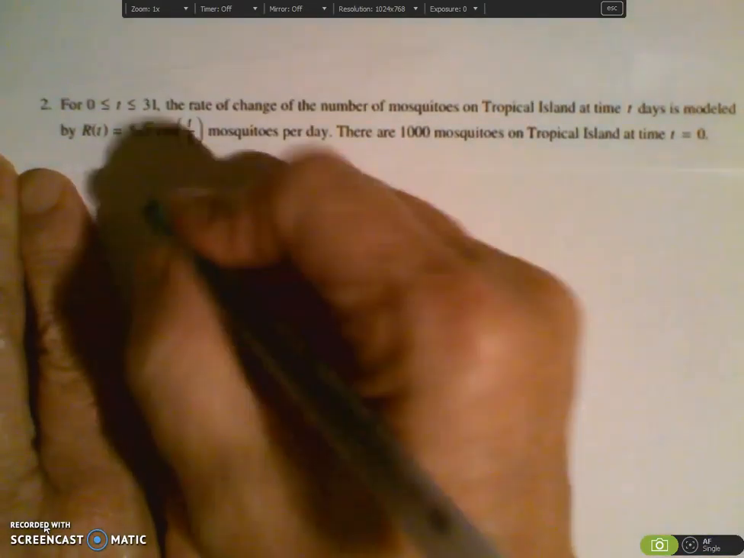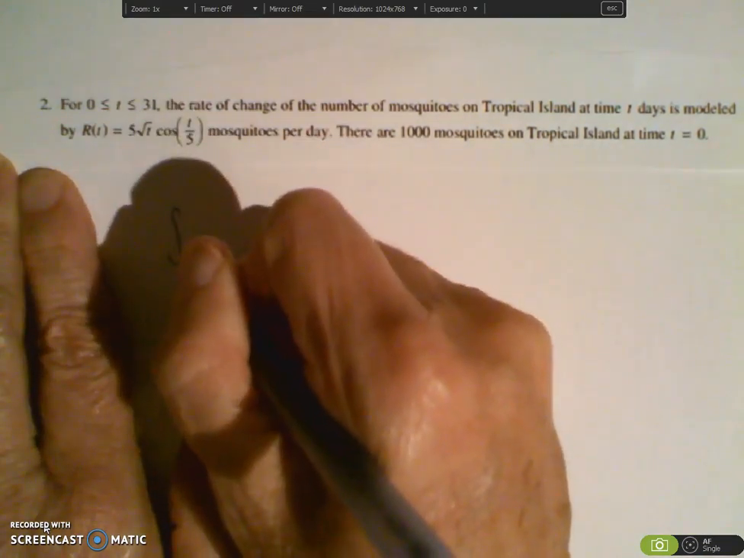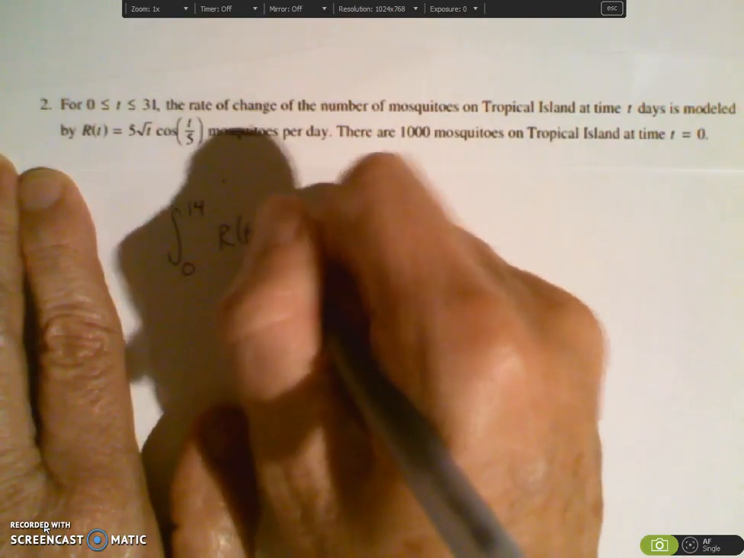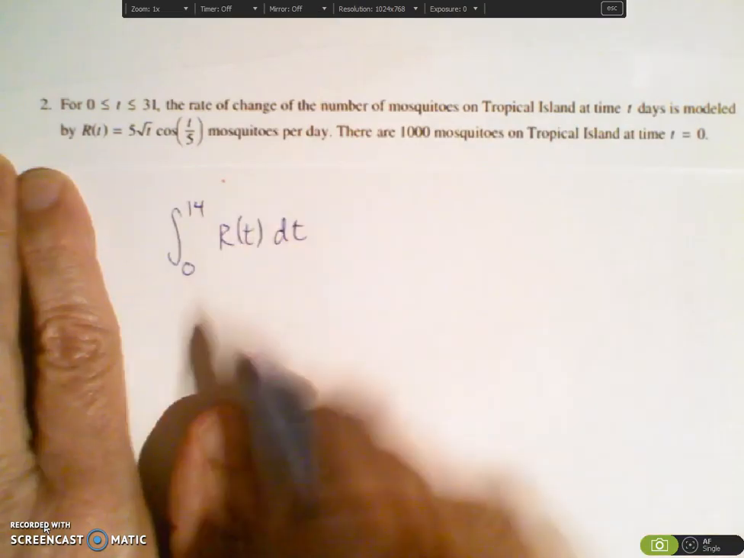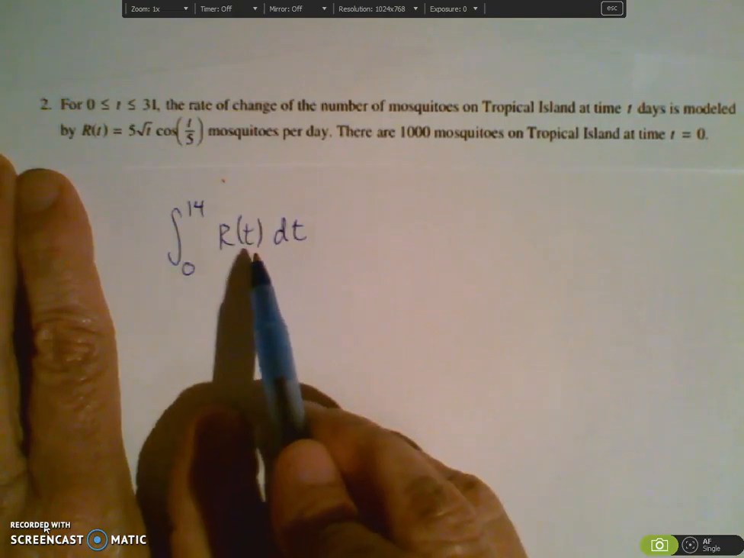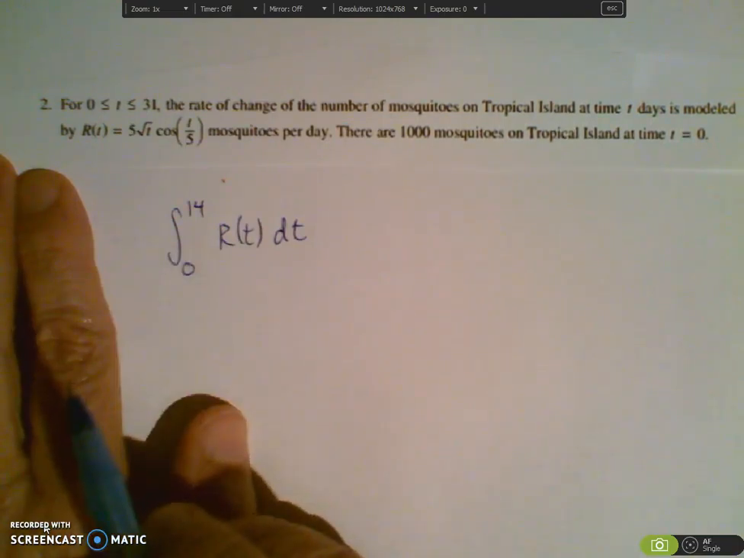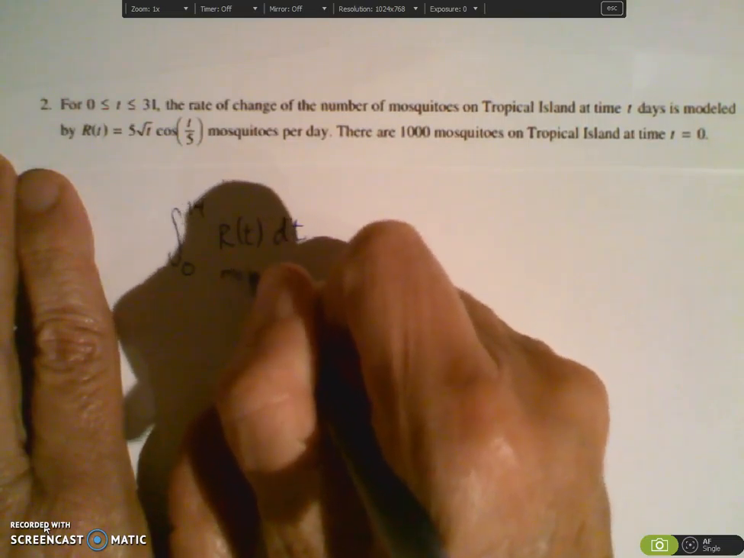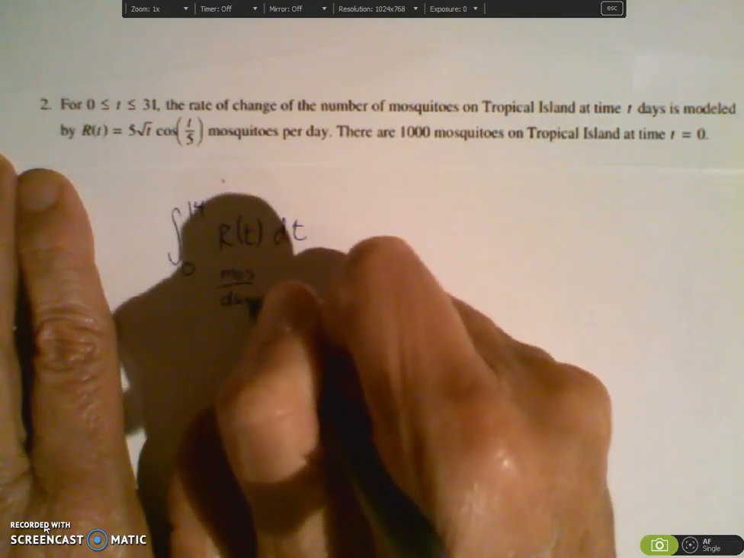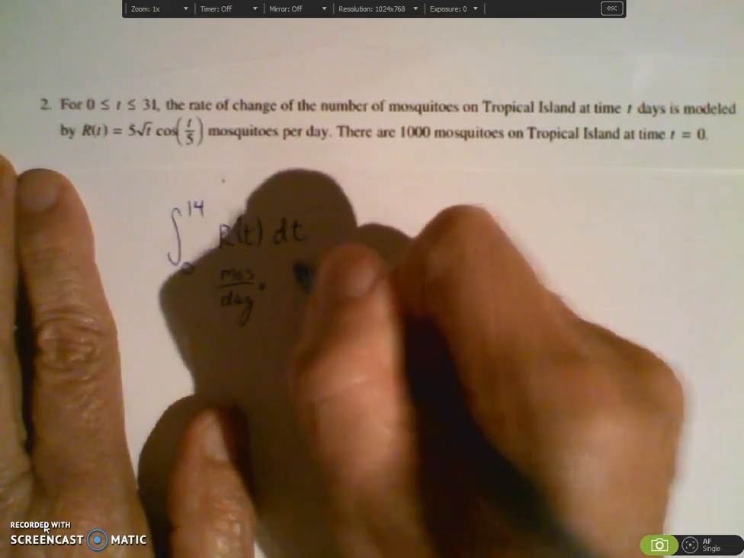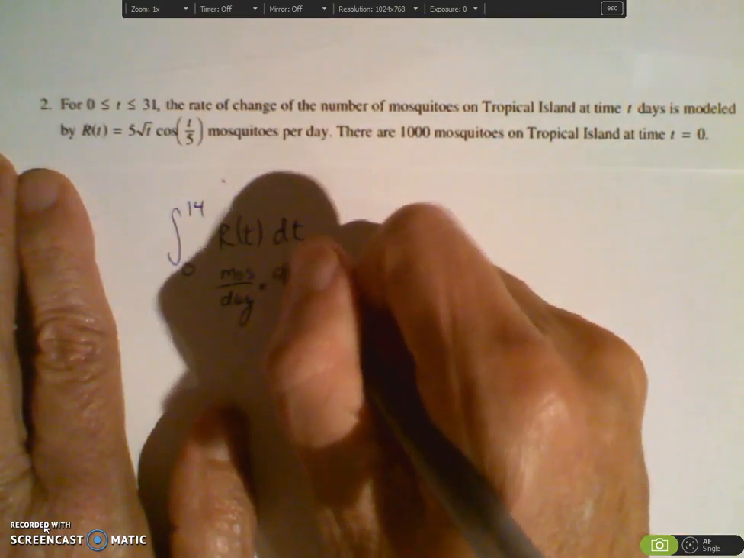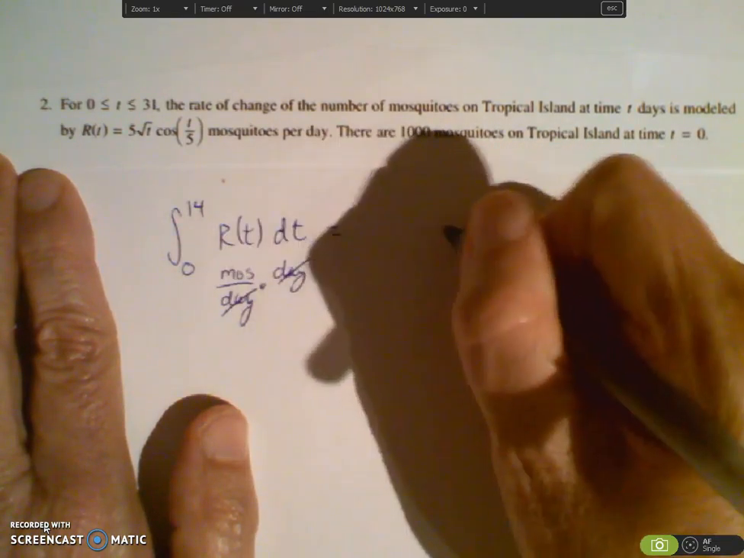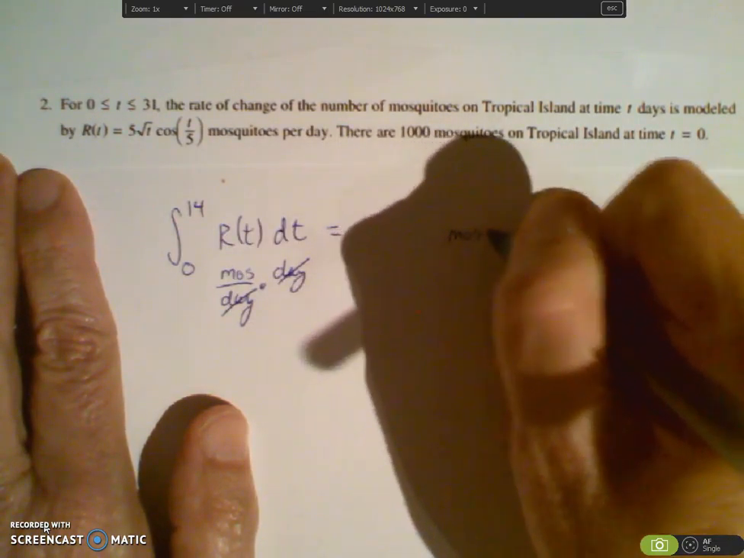But what happens if we integrate the rate of change from 0 to 14 of r of t dt? Remember that we're integrating the rate of change in the number of mosquitoes. One hint that we might use is to put some units on this. R of t is measured in mosquitoes per day, and dt is measured in days, and so the days will divide out, and what we're going to get is going to be measured in mosquitoes.